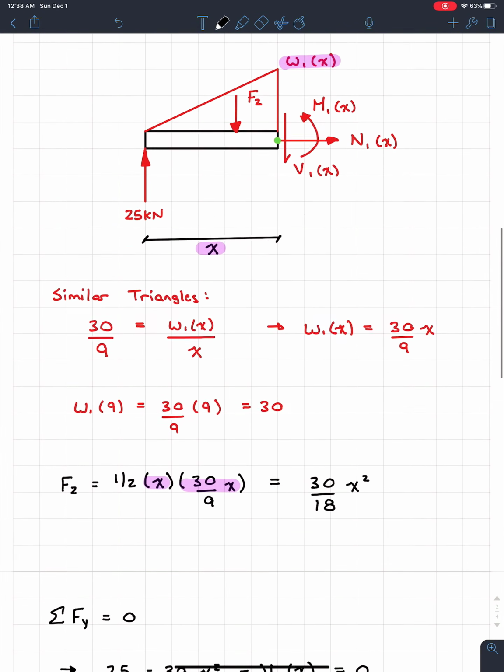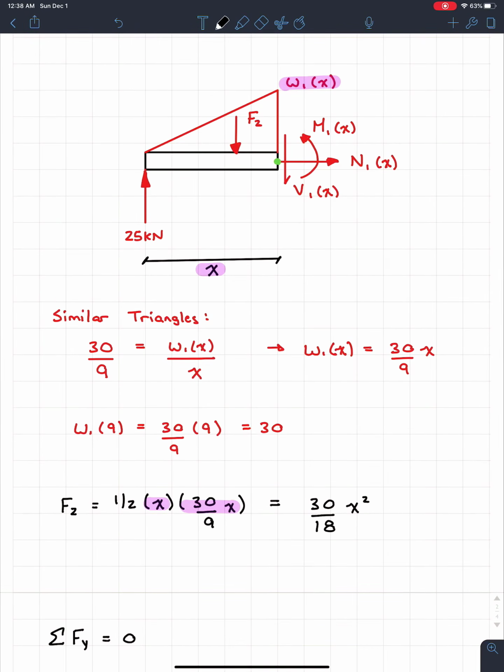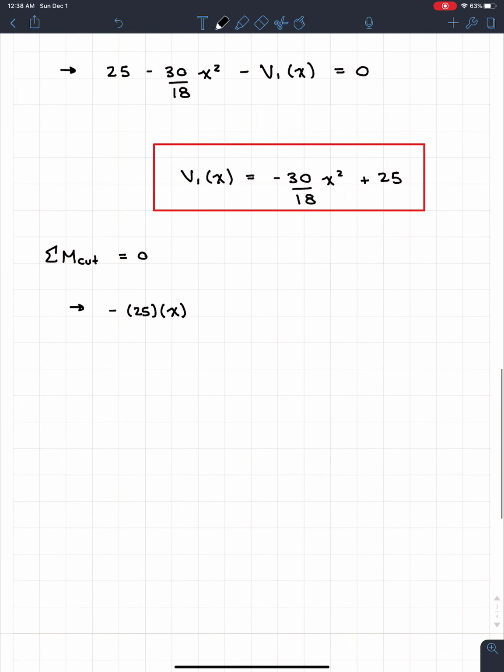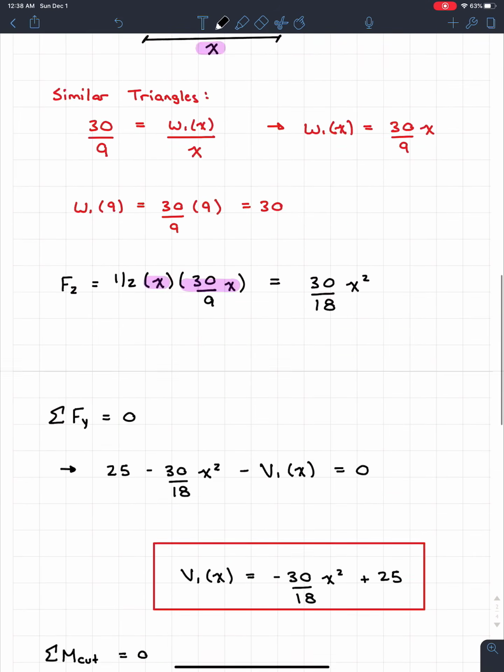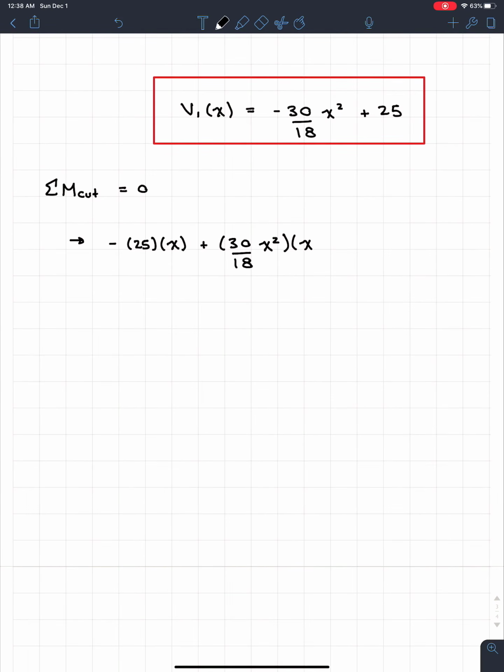Coming up here, we also see that F2 creates a moment, and it's going to be counterclockwise. So we're going to go plus, and then whatever F2 is, which we know is 30 over 18 x squared. But now we also need its distance. So in this case, and I'll put this in green, we're looking for this distance right here, which we know is 1/3 of x. So I'm going to put this distance as x over 3.